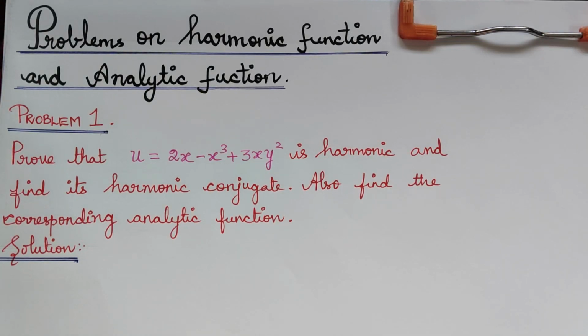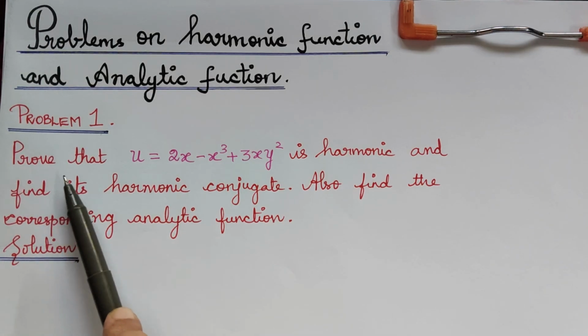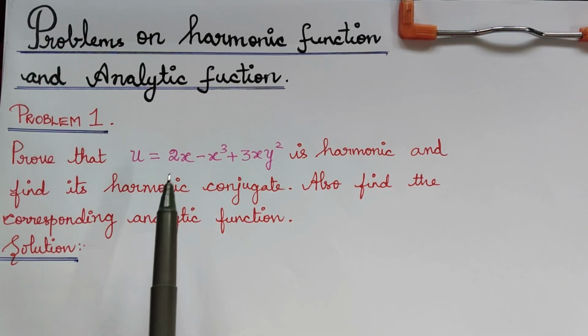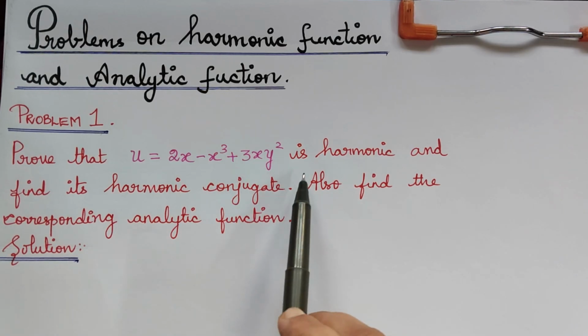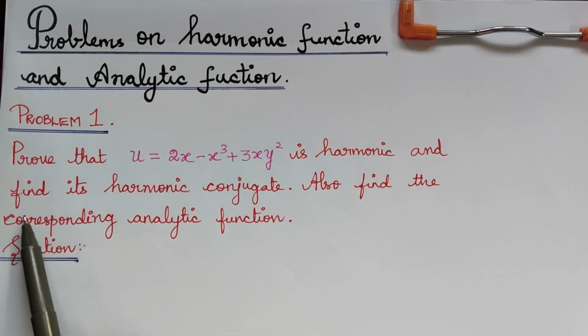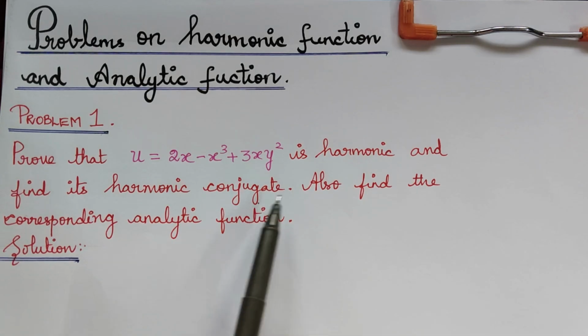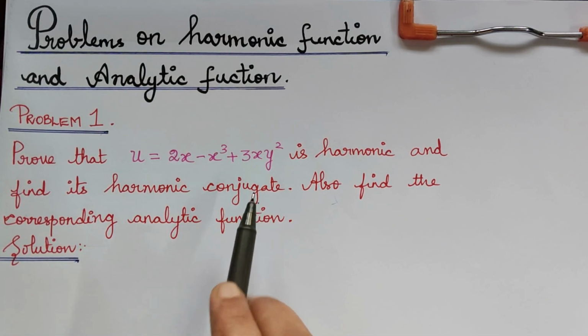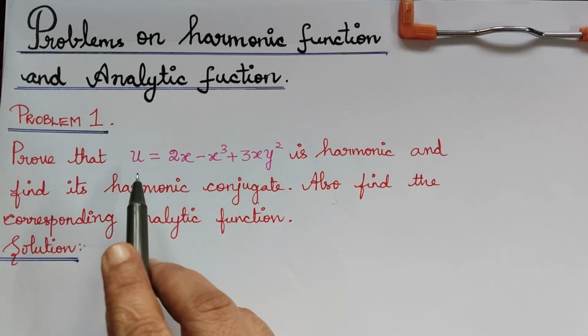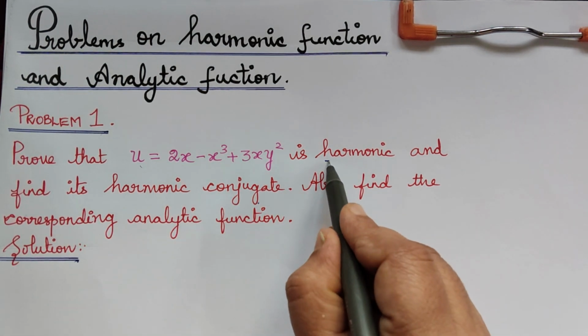Dear students, under the lecture series on complex analysis, here we are going to solve problems on the topic harmonic function and analytic function. The first problem says: prove that u is equal to 2x minus x cube plus 3xy square is harmonic and find its harmonic conjugate. Also, find the corresponding analytic function.